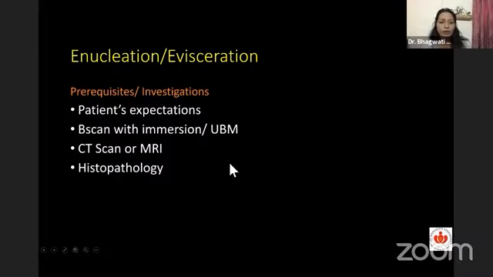Now, we should be very clear about the patient's expectations before evisceration or enucleation, whether the patient wants cosmesis or only pain relief. We should go ahead with a B scan to rule out malignancies. If UBM is available, you should do UBM also, which will help us not to miss anterior segment tumors. And CT scan and MRI may also be helpful in phthisical eyes because it may be difficult to perform a B scan in such eyes. We should send the enucleated eyeball, as well as the eviscerated contents, for histopathology.